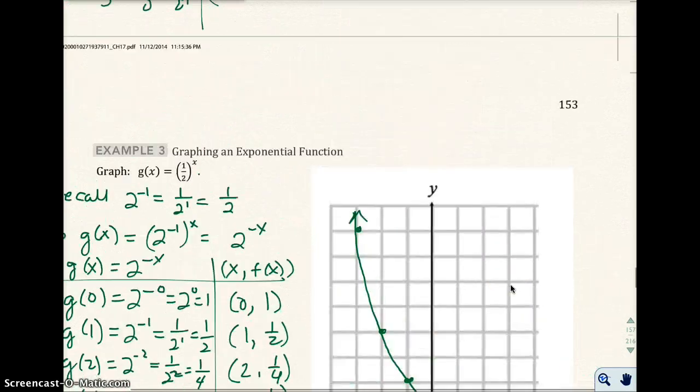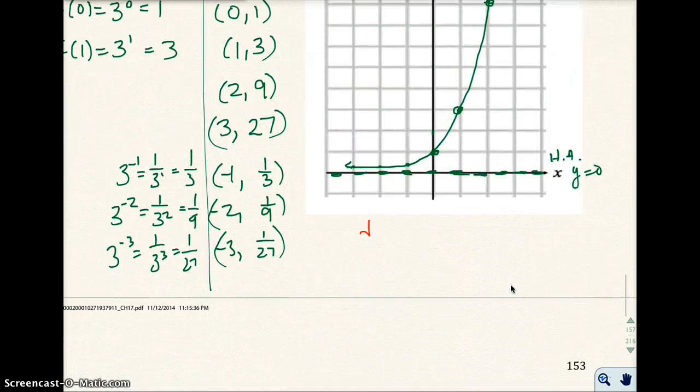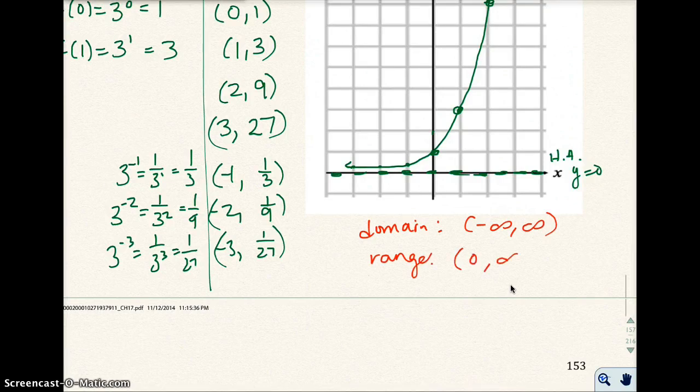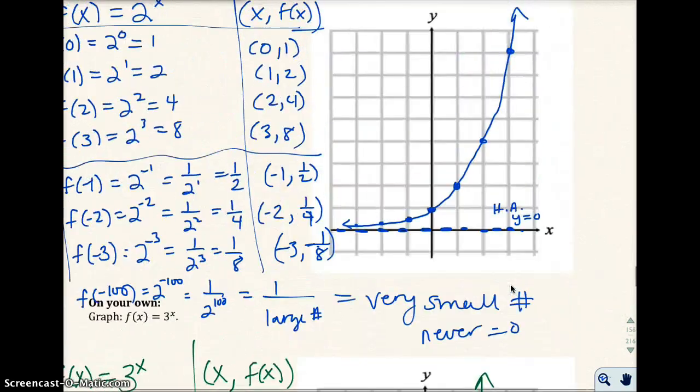Okay. We'll do the last few examples. The domain and range are going to be the same here. The domain is going to be all real numbers, and the range is going to be from 0 to infinity. And same here.